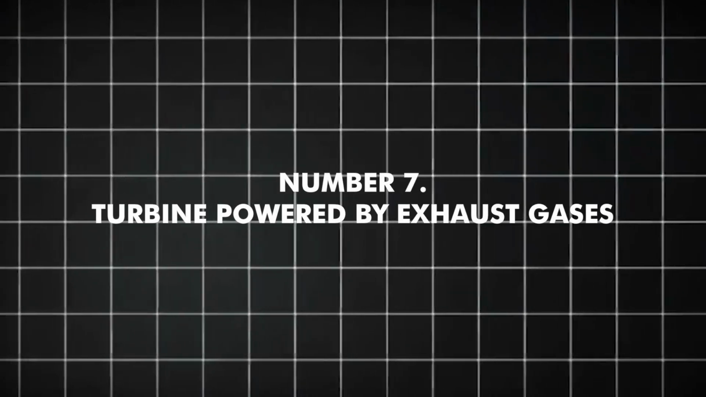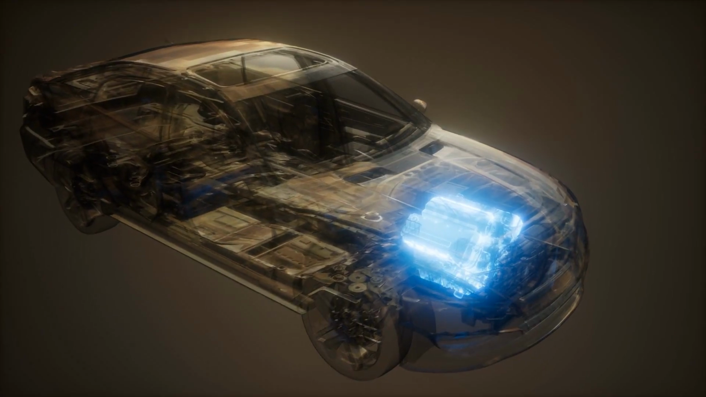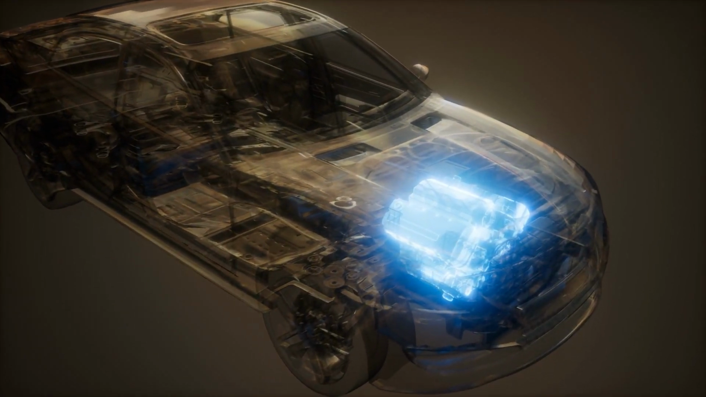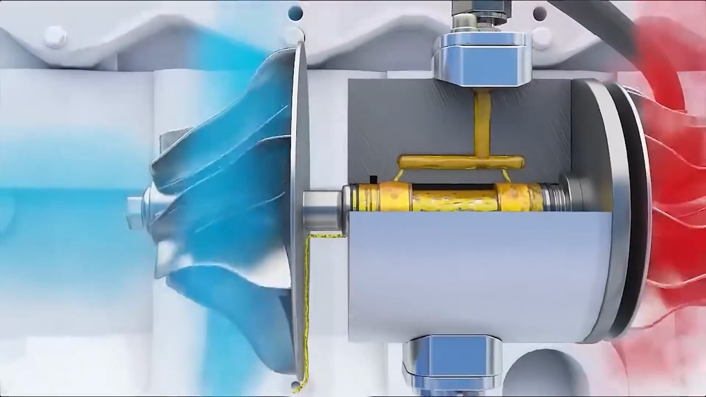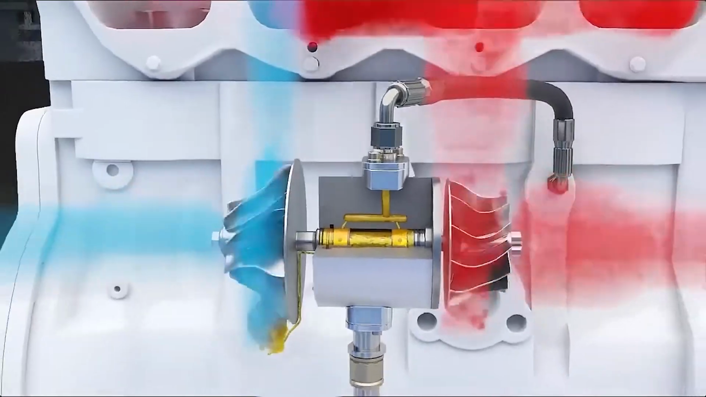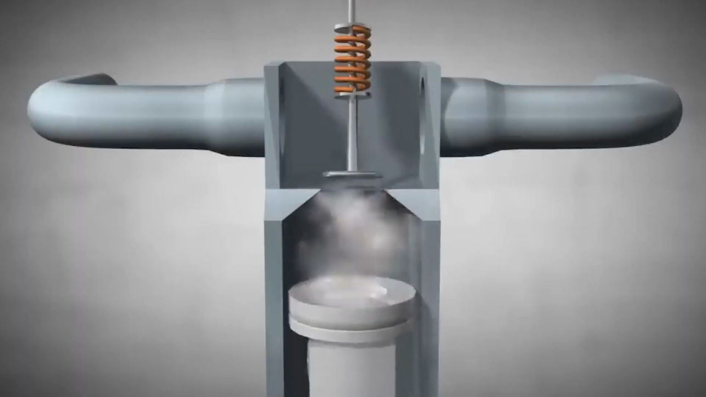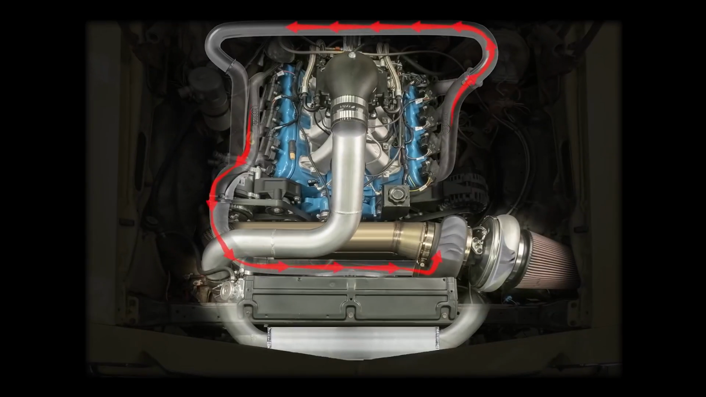Number 7. Turbine powered by exhaust gases. Exhaust gases leaving the engine cylinders during the exhaust stroke are hot, high pressure, and energetic. These gases enter the turbine housing where, due to the housing's narrowing geometry and nozzle design, their pressure energy is converted into kinetic energy in the form of a high-speed gas stream. This stream impacts the turbine wheel blades, driving the wheel's rotation.